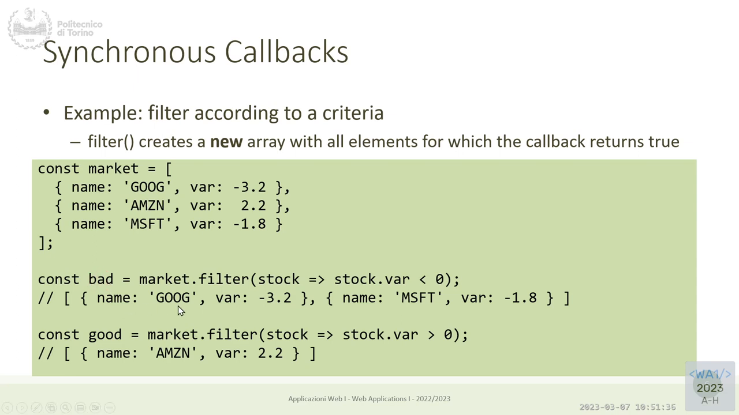The first element of bad is also the first element of market. If we modify bad.name, so bad0.name equal to something else, it would also modify this name. So this object is not a copy of that object. It's the same object, just remember.